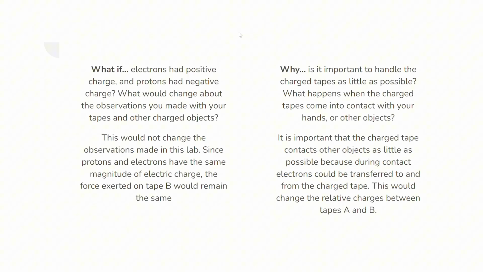What if the electrons had positive charge and protons had negative charge? What would change about the observations you made with your tapes and other charged objects? So this would not change anything. Since protons and electrons have the same magnitude of charge, the same exact force would be exerted on tape B, and everything would remain the same.